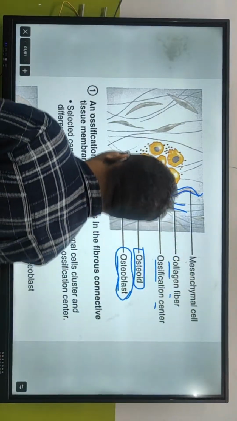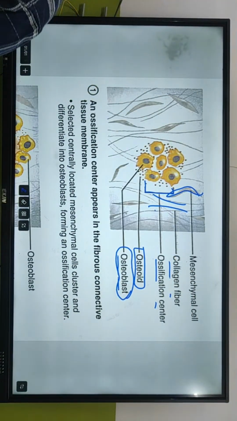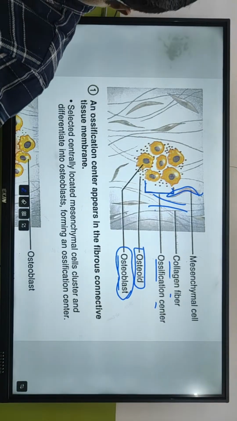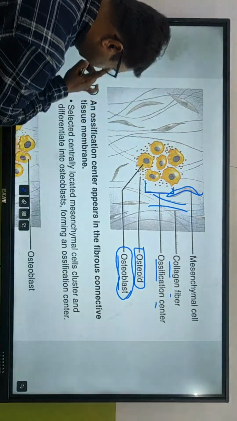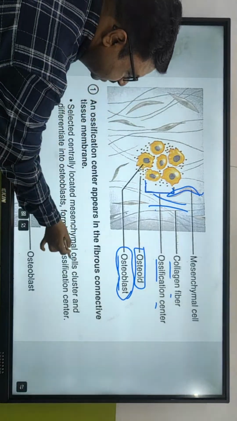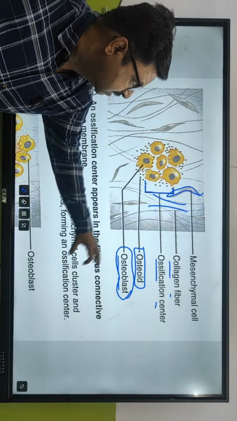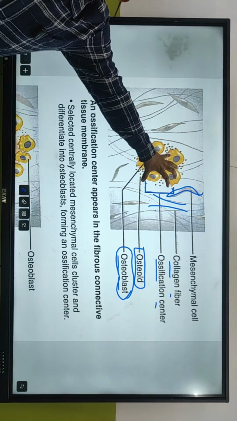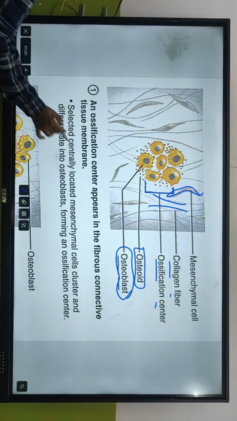Okay. What is written over here? An ossification center appears in the fibrous connective tissue. Selected centrally located mesenchymal cells cluster and differentiated into osteoblast, forming an ossification center. So यहाँ पे ossification चल रहा है. What is ossification? Bony cells formation. First stage है. And what is going to happen next?